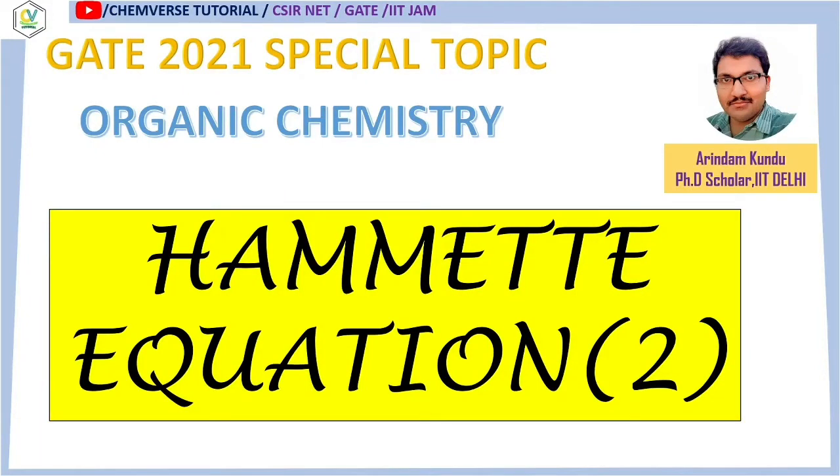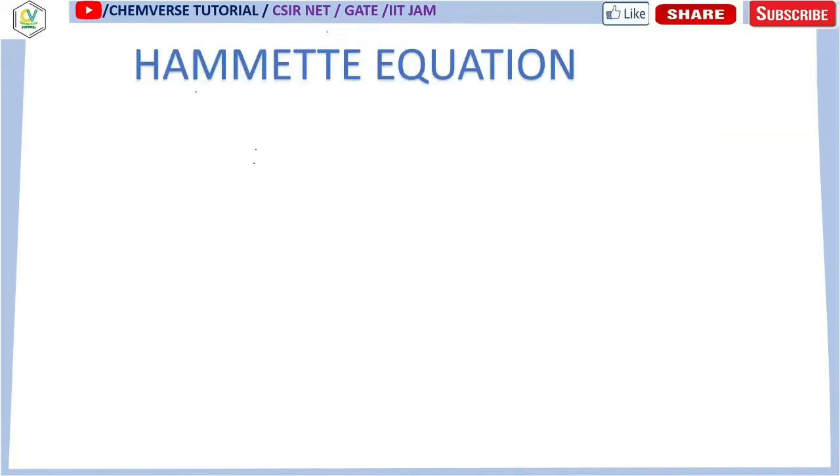I am Arindam and today I am going to give you the second lecture on the Hammett equation, and this is the second part. In the first part I have covered the basics of the Hammett equation and the Hammett substituent constant, and what is the effect of the electron donating group and the electron withdrawing group on that constant and how we determine that. So I have discussed all these topics in my first part. If you haven't watched that video, I have already put the link in the description box. You can go there and watch that first, then come back here because that will be much helpful for you.